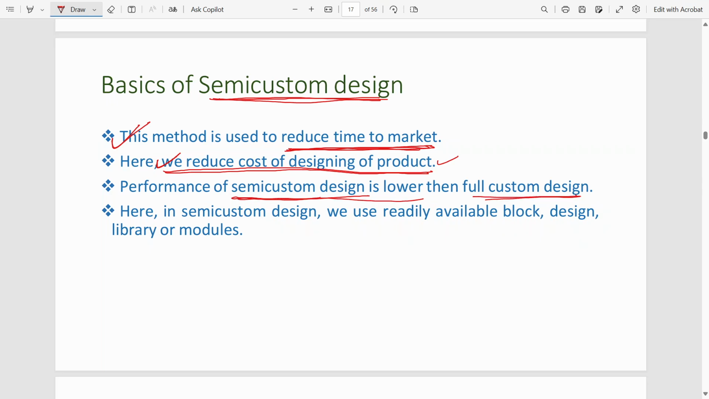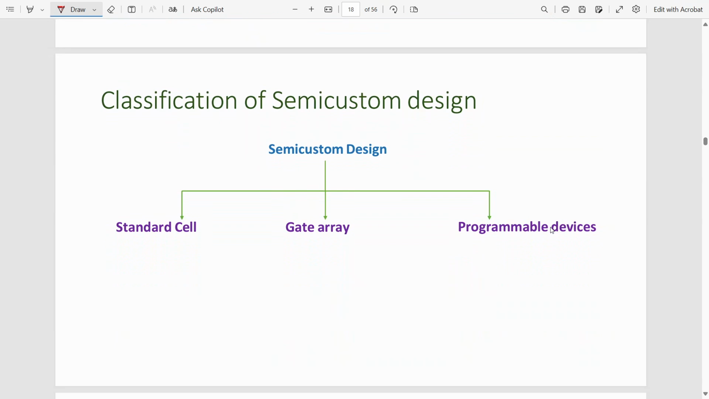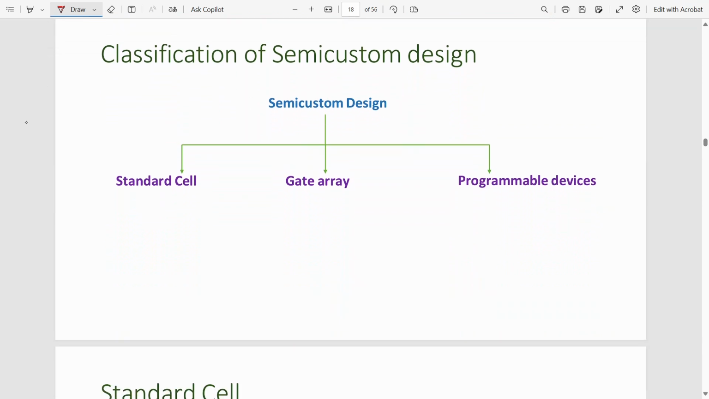Okay, full custom design. In semi-custom design we use readily available blocks, designs, libraries and modules. Whatever is readily available, we take and design into our module, in our system. Okay, so this is semi-custom design. And if you see the classification of semi-custom design, there are three types: standard cell, gate array and programmable logic devices.